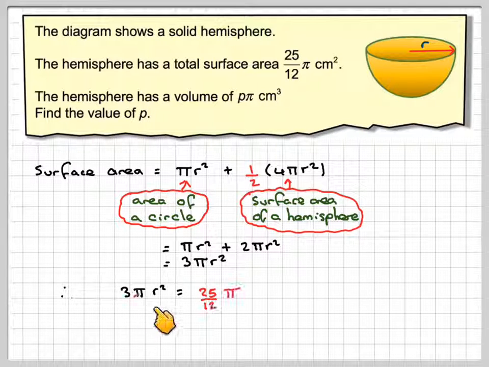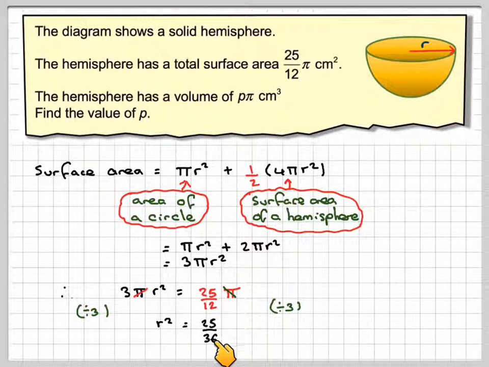So, putting 3 pi r squared equal to 25 over 12 pi, obviously the pi's cancel out. And then if we now divide both sides by 3, we're going to get that r squared is 25 over 12 times 3, which is 36.